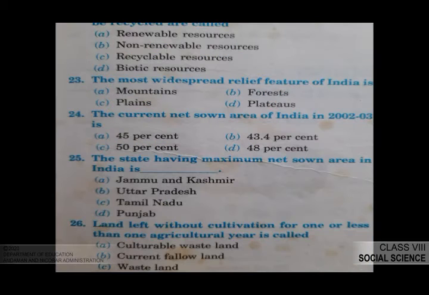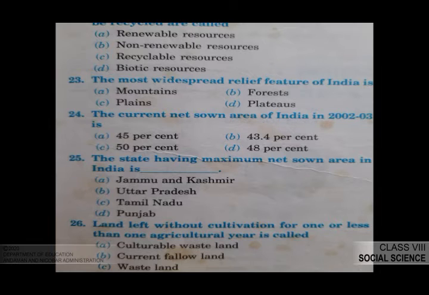Okay. The next question is, resources which are non-renewable but can be recycled are called. Your options are renewable resources, non-renewable resources, recyclable resources or biotic resources. Okay. The next question is, the most widespread relief feature of India is mountains, forests, plains or plateaus. So which one would be the best option? You have to do it on your own.